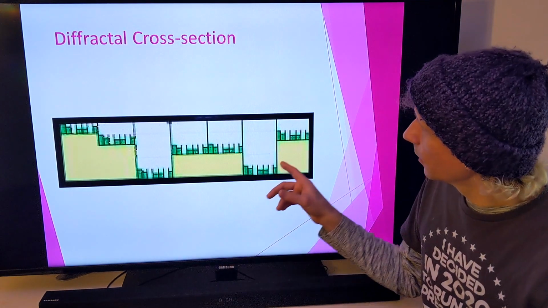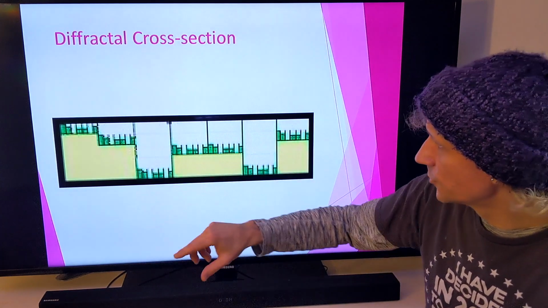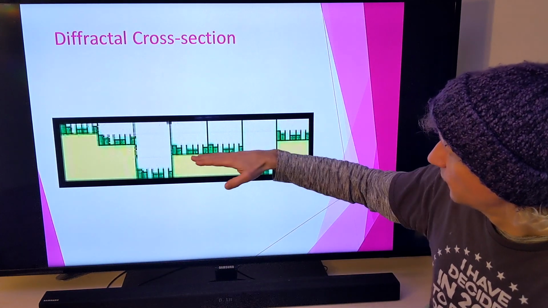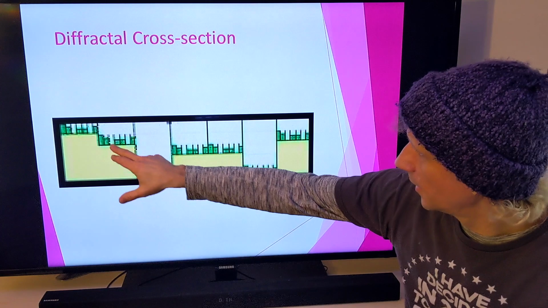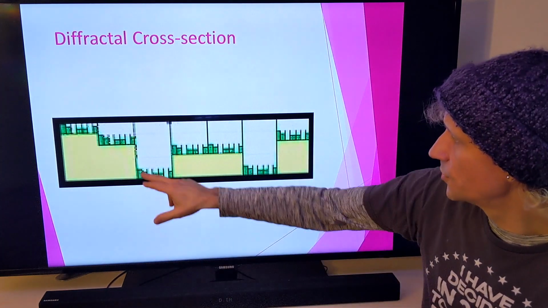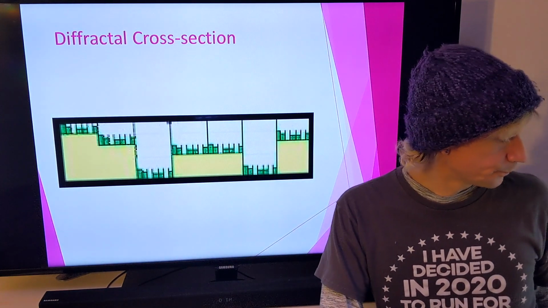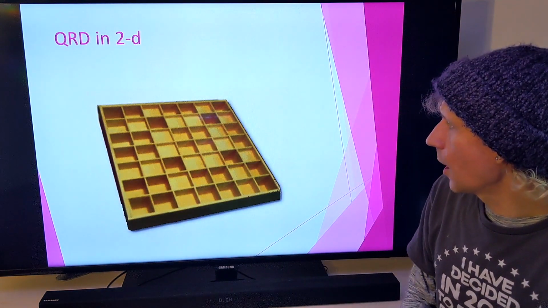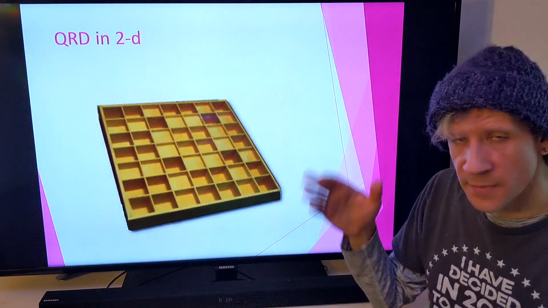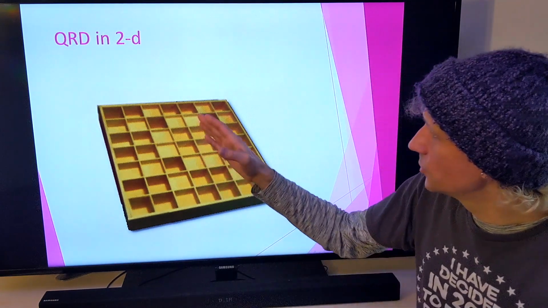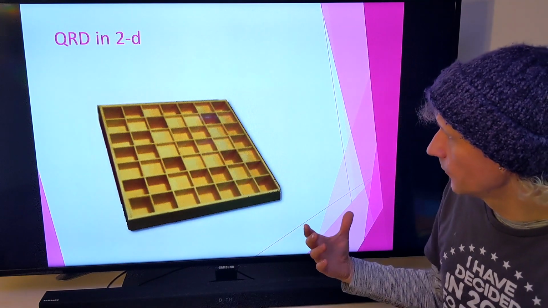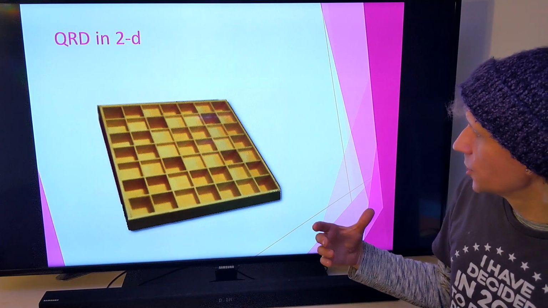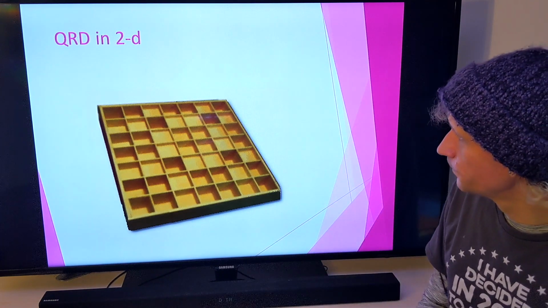Here's just a closer look, a cross section of this diffractal diffuser, where we can see the large scale diffuser and then the small scale diffuser for the high frequencies inside of it. Here's what we've been seeing more of lately than the one-dimensional QRDs, and this is a QRD in 2 dimensions. The same idea, but just in 2 dimensions, okay?